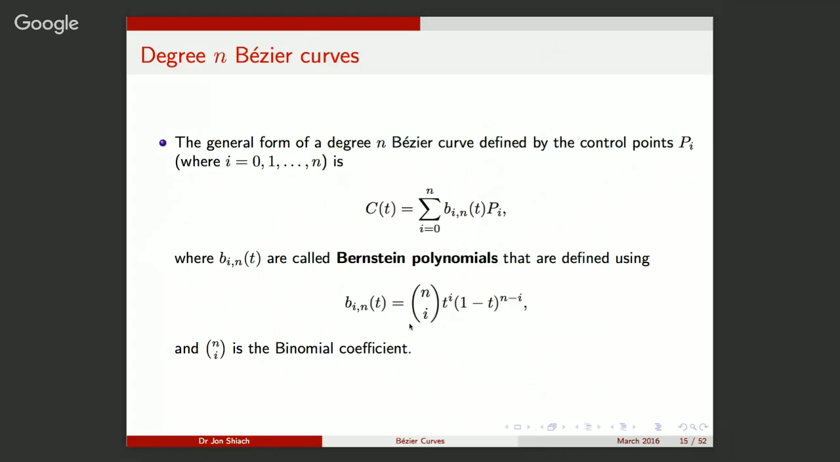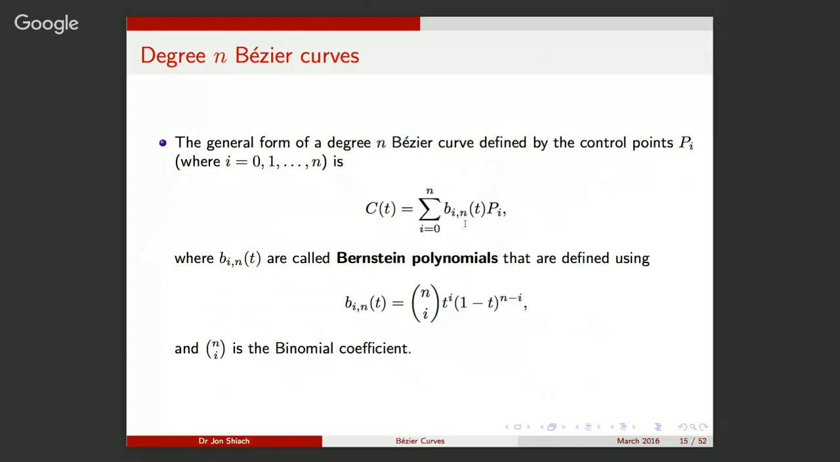So we can calculate an n-degree Bezier curve. If I wanted a 10th degree Bezier curve, which probably I wouldn't really want, but if you did, it's easily calculated. The Bezier curve is simply a sum of your control points multiplied by a Bernstein polynomial.